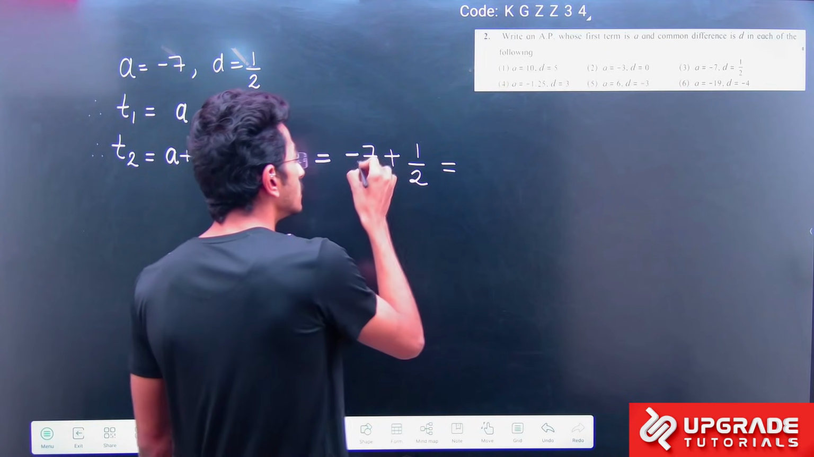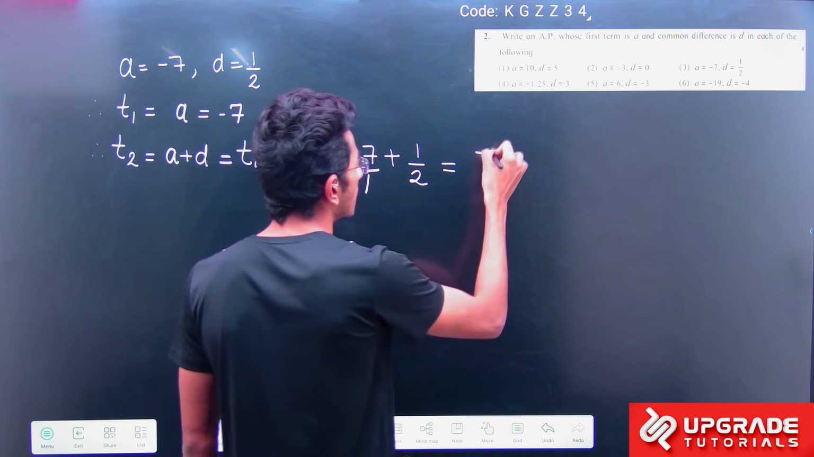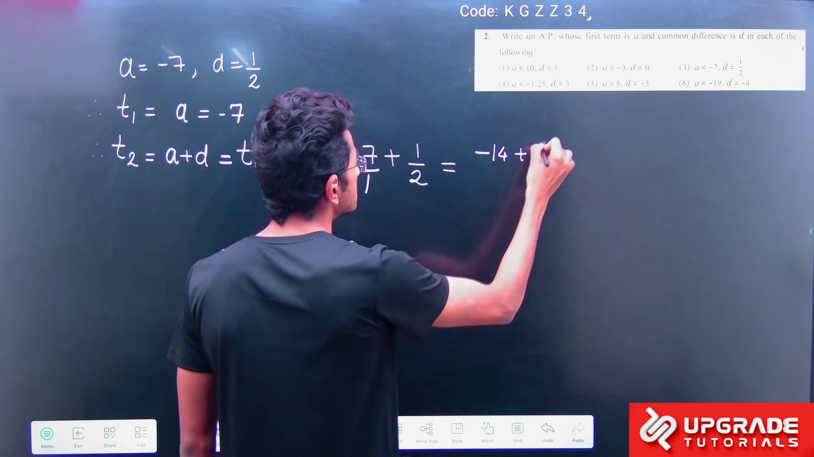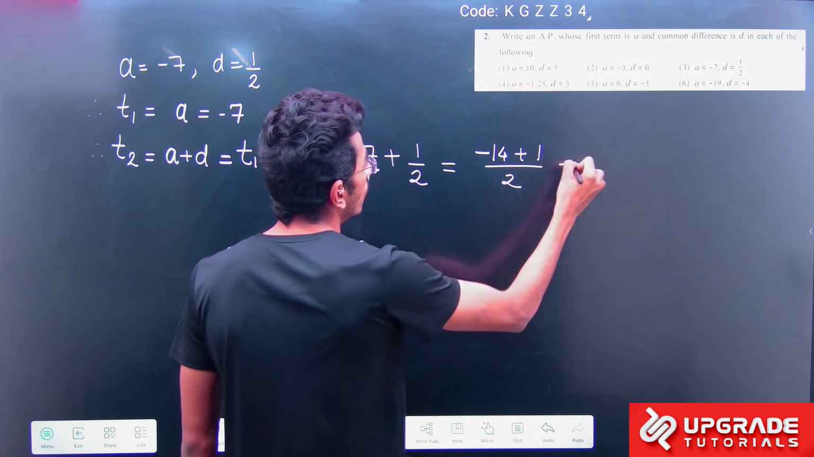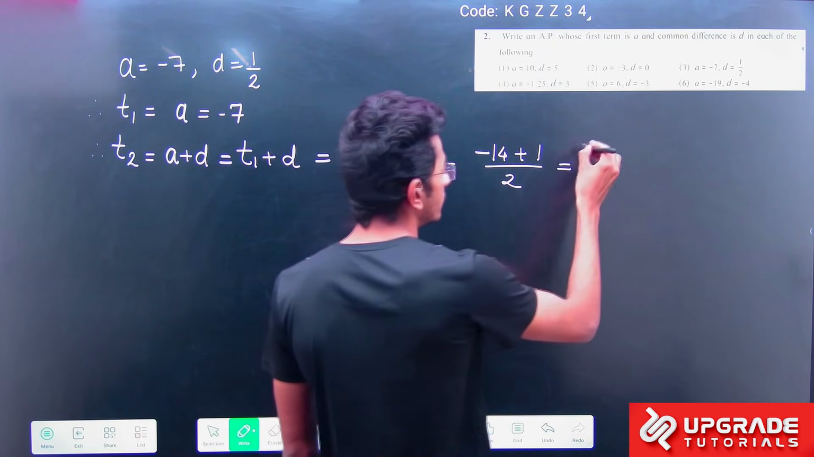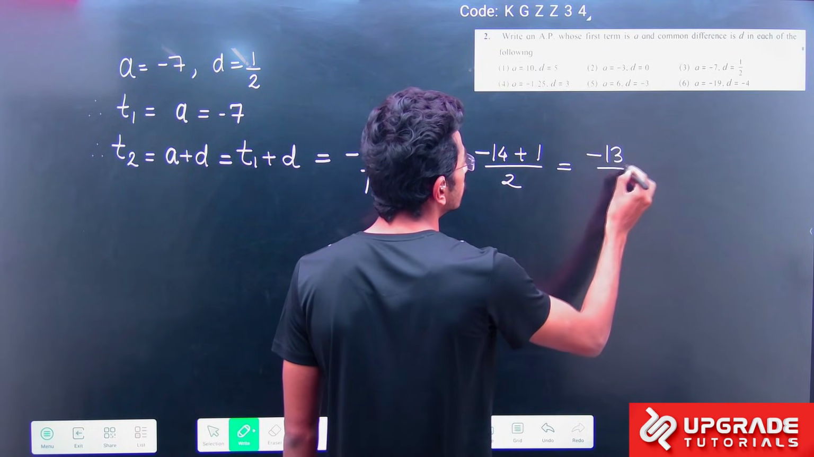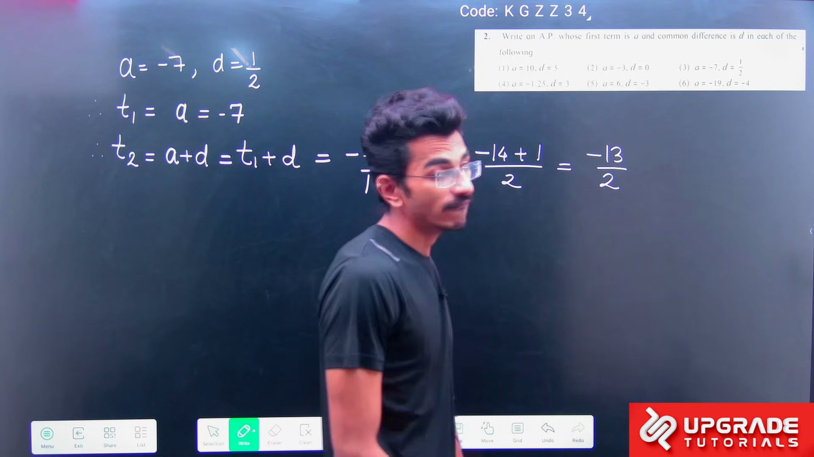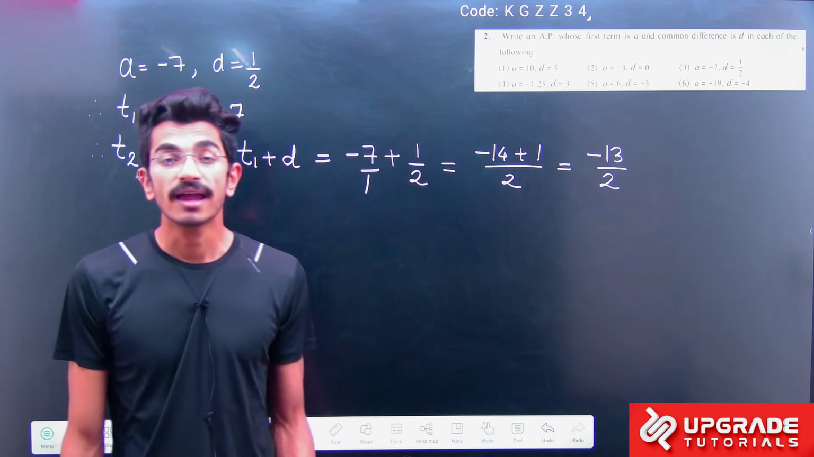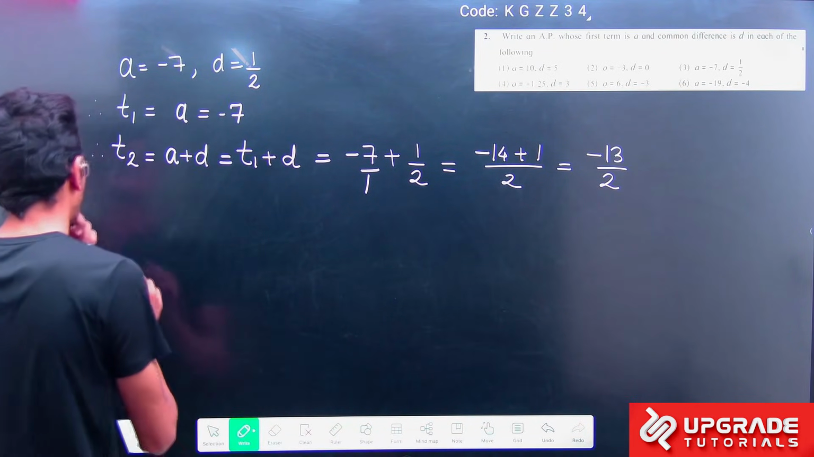So we'll just cross multiply. 7 twos are 14, so minus 14 plus 1 upon 2. What is minus 14 plus 1? It is minus 13 upon 2. We got the second term as minus 13 upon 2.